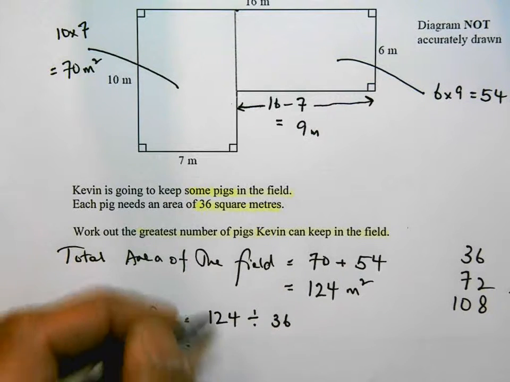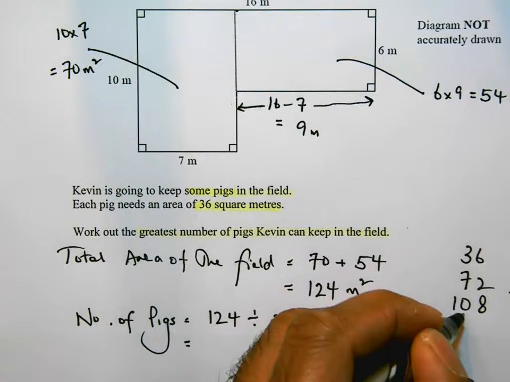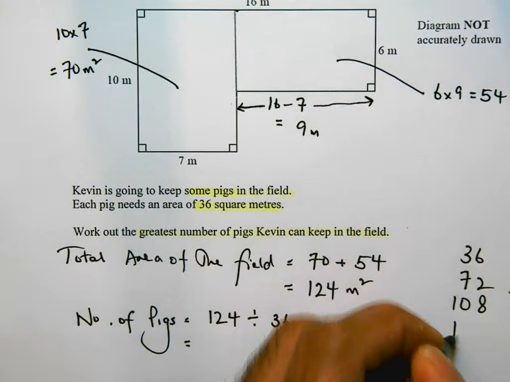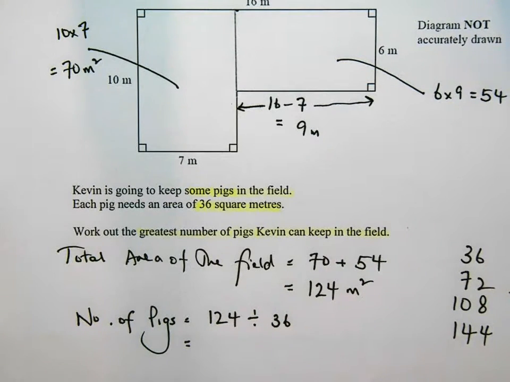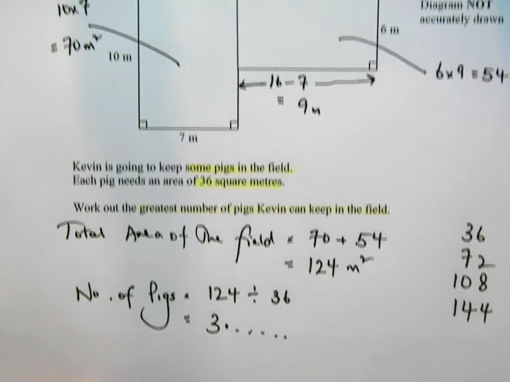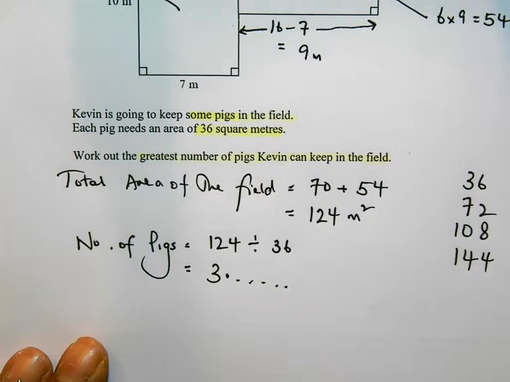I'm going to try to see if I can get as close as possible to 124. 36 add 108 is 144. Actually, that's bigger. So if I think about this, 124 divided by 36, that is going to be 3 and a bit. Okay, so there'll be 3 and then a decimal number to that.